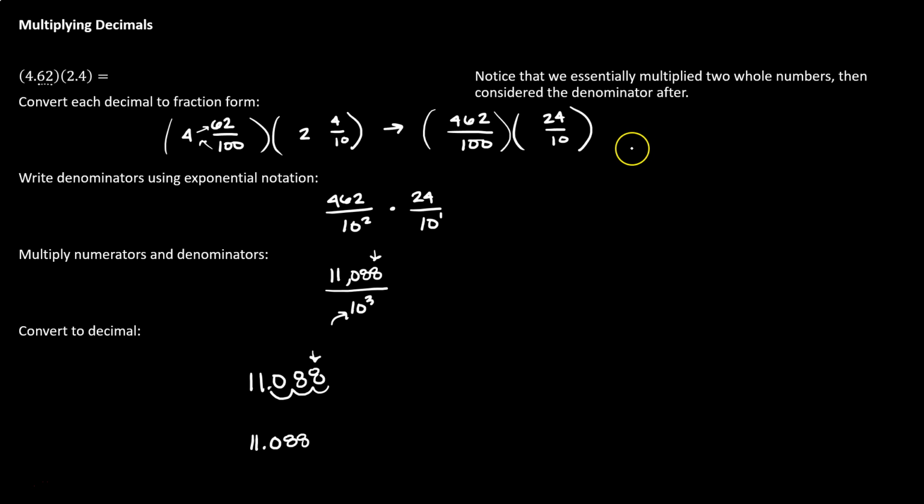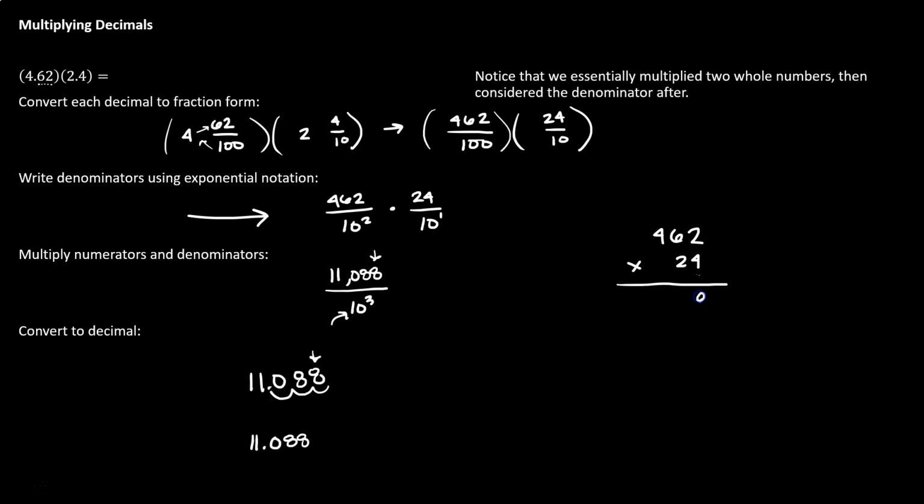Now notice that converting our decimals into fractions really allowed us to look at our decimal numbers as if they were whole numbers. When we multiplied our numerators, we used the numbers 462 and 24. And we could have multiplied those back in chapter 3 when we learned how to multiply whole numbers.